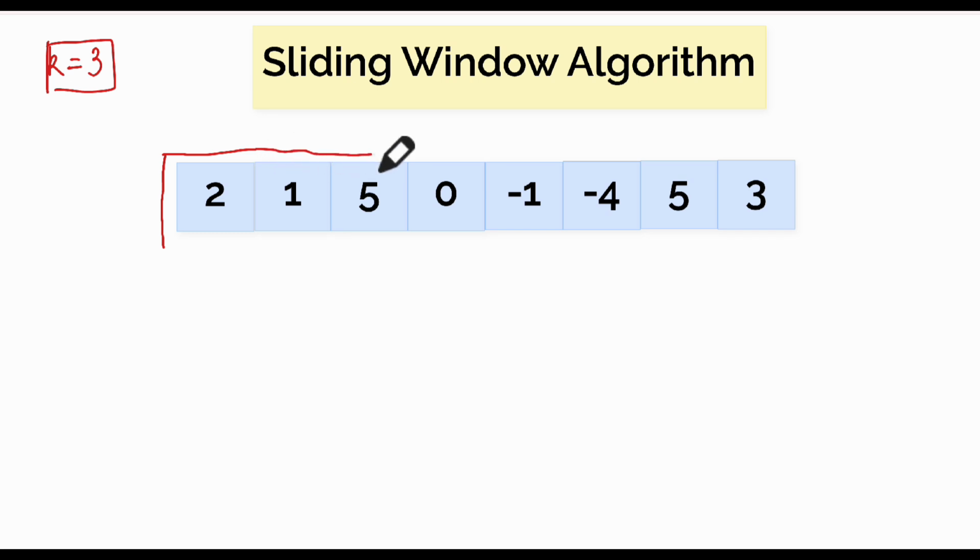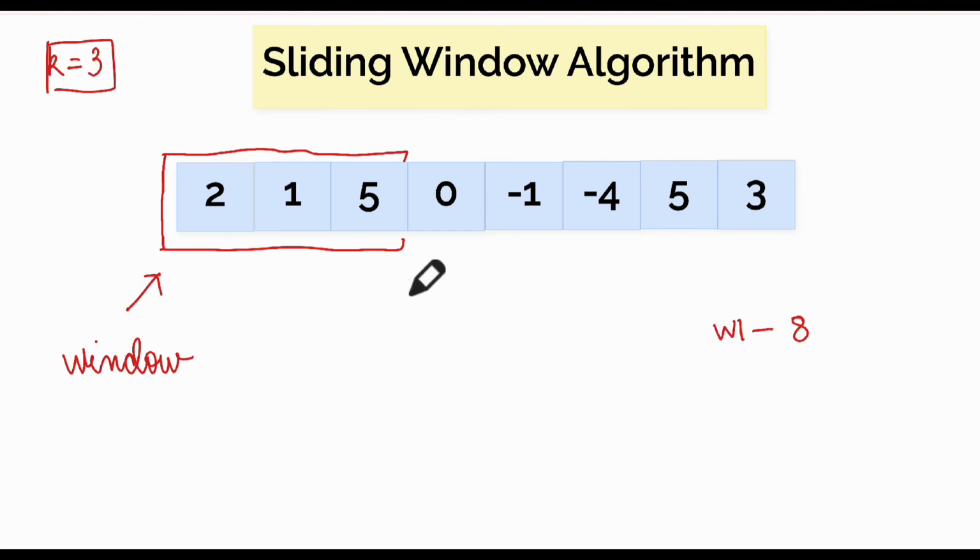So let's say this is my window 1. This is my initial window. Now for window 1, I will calculate the sum. What is the sum? 5 plus 1, 6, plus 2, 8. Sum is 8. Now I will slide this window to the right.